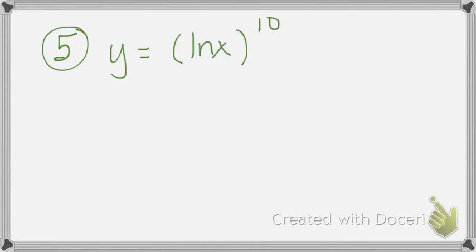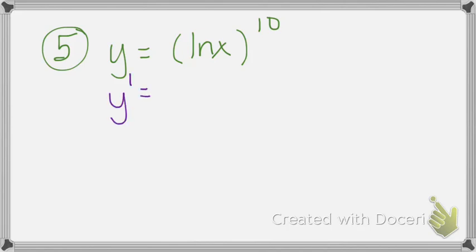Alright, so here we go. The fifth one, we have y equals natural log of x to the 10th. So the last one you had to do the product rule because it was like two functions multiplied together. Okay? So this one is not the product rule, there's not two functions, but there's a power, so we've got to use the chain rule.